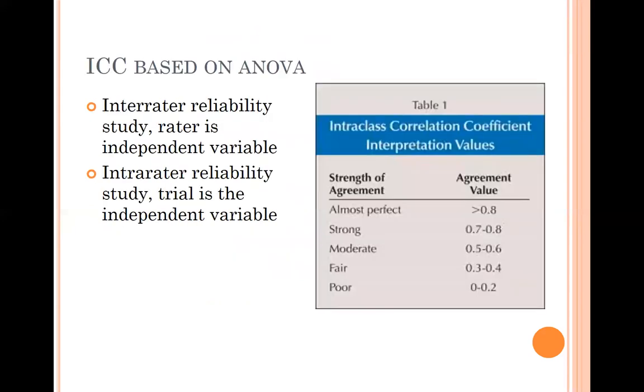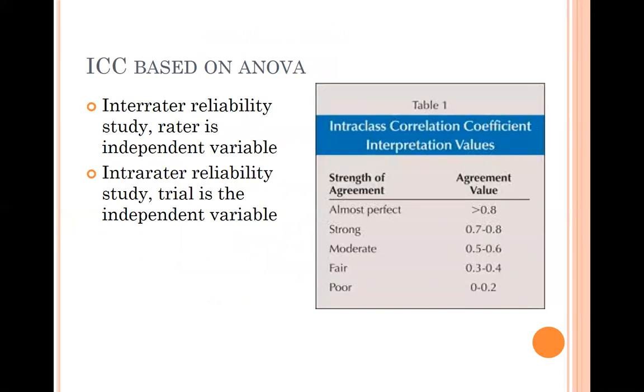The intraclass correlation is based on ANOVA. In the inter-rater reliability study, the rater is the independent variable. In the intra-rater reliability study, the trial is the independent variable.